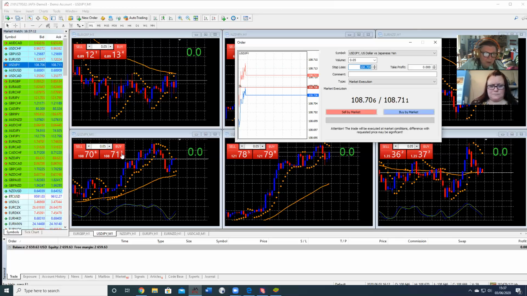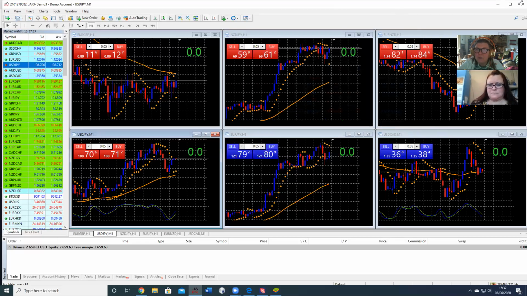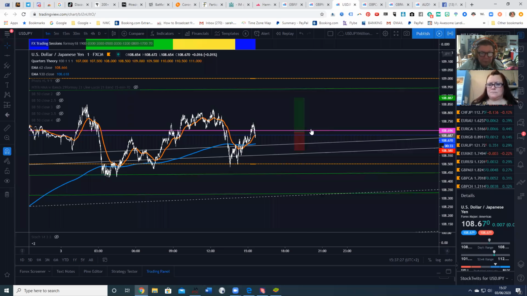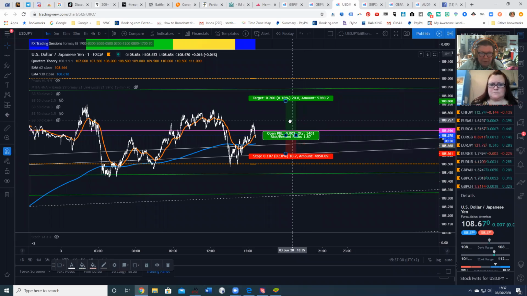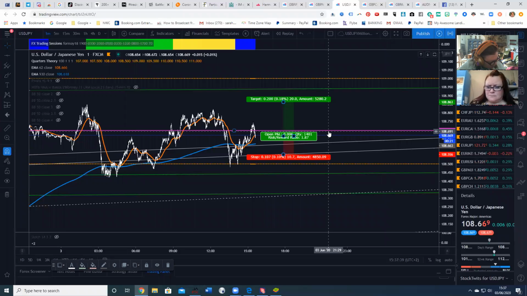It's called the pipette. And Laurie, I can let you have a copy of this recording as well. So that's 108.71. So if we wanted to do 15 pips less, in fact, I think I'm going to come out of that and show you on TradingView. So current price 108.672 is down here. 108.670 is our current price.